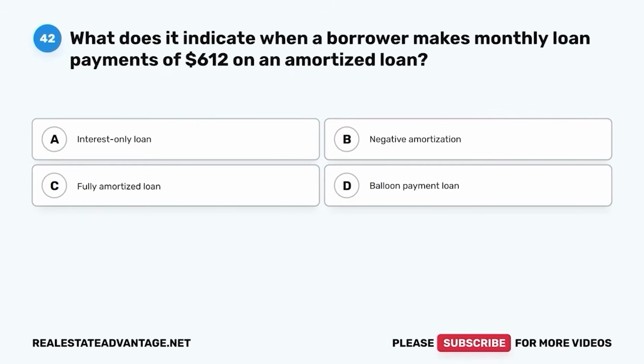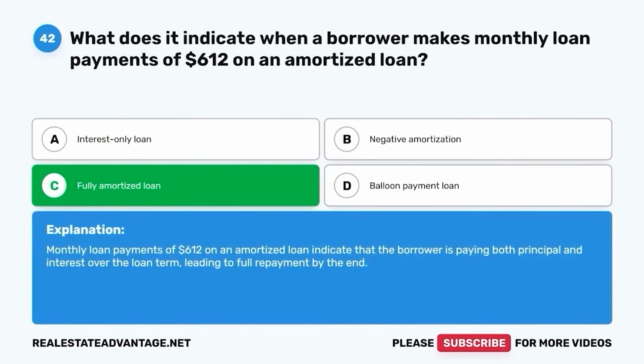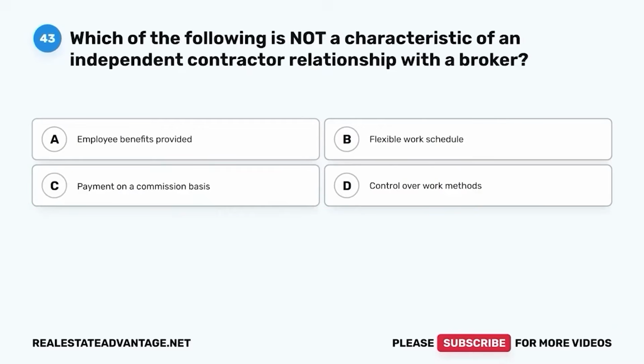Question 42. What does it indicate when a borrower makes monthly loan payments of $612 on an amortized loan? A. Interest-only loan. B. Negative amortization. C. Fully amortized loan. D. Balloon payment loan. The correct answer is C, fully amortized loan. Monthly loan payments of $612 on an amortized loan indicate that the borrower is paying both principal and interest over the loan term, leading to full repayment by the end.